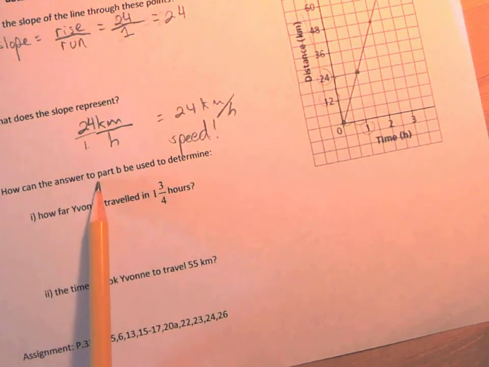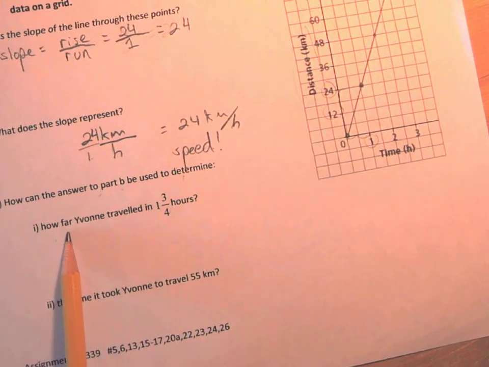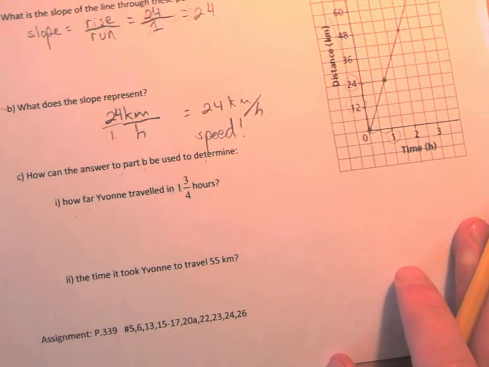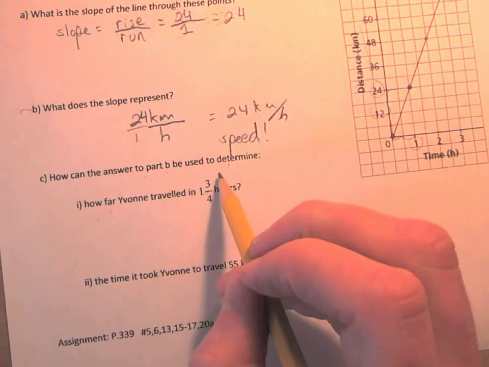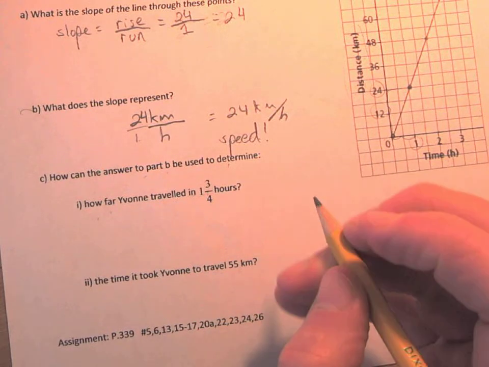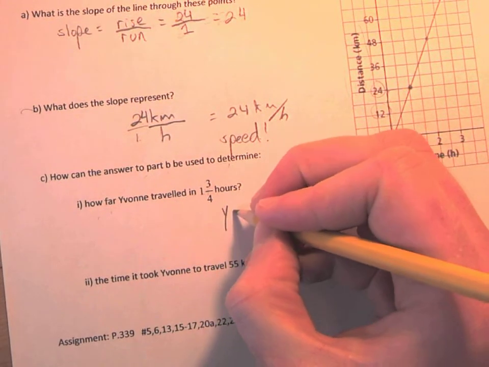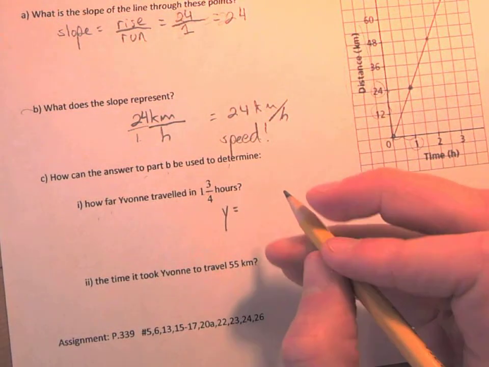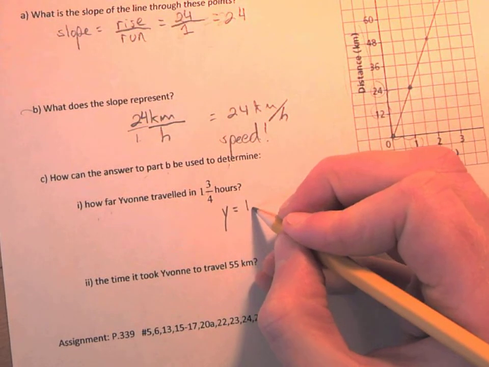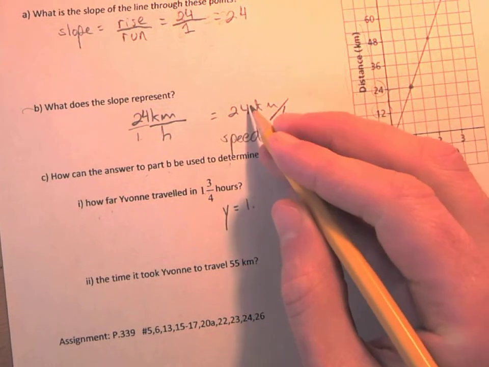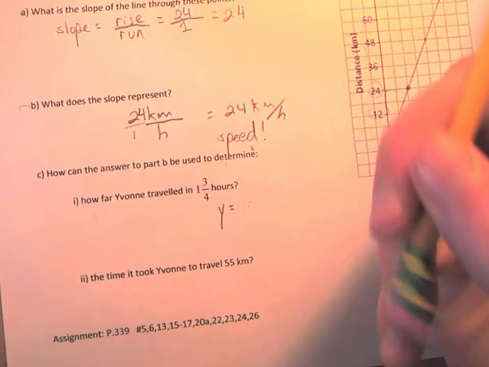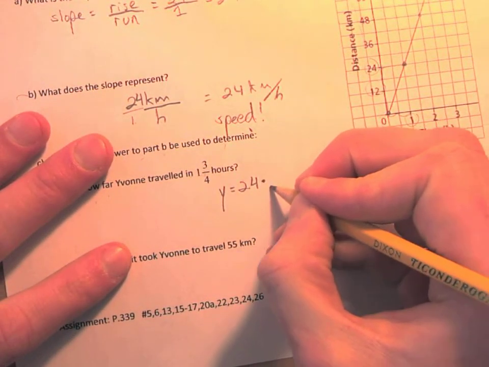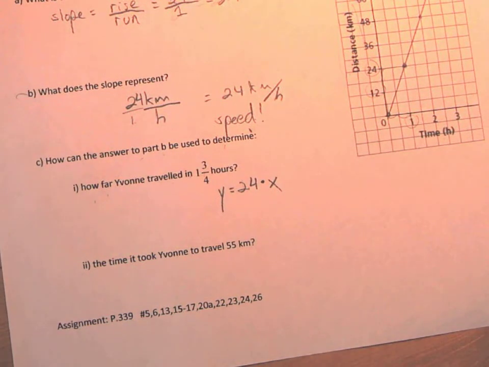How can the answer to part B be used to determine how far Yvonne traveled in 1 3/4 hours? Okay, so here we can make an equation. We know the equation of a linear line, we'll learn this next class, is generally the slope times x. The slope here is 24, so it's 24 times x, and that's our linear line there.